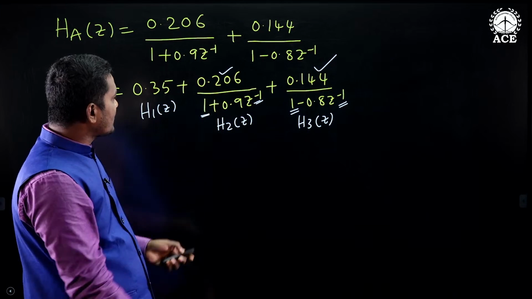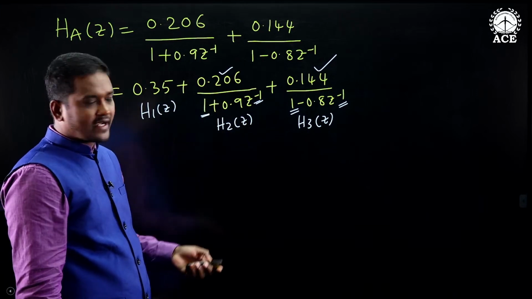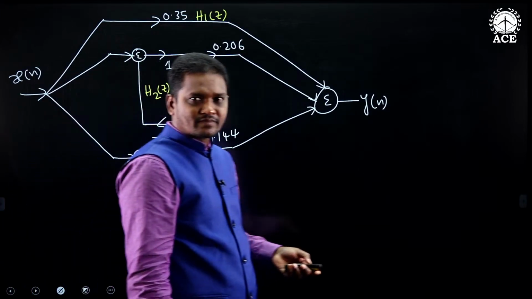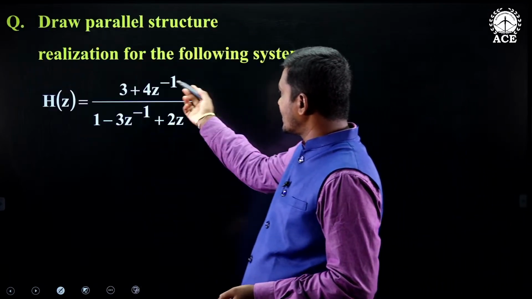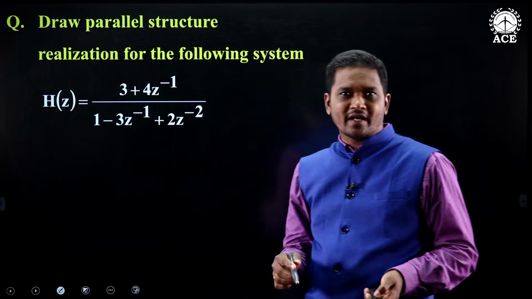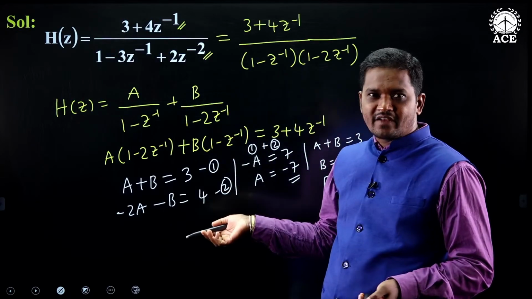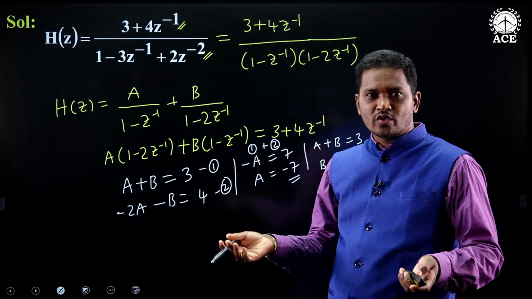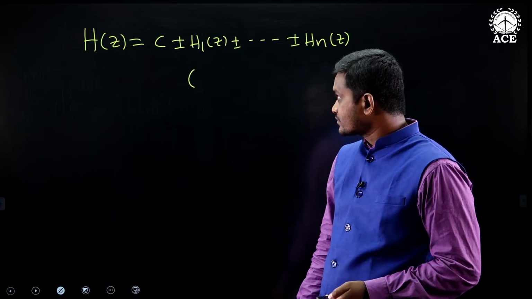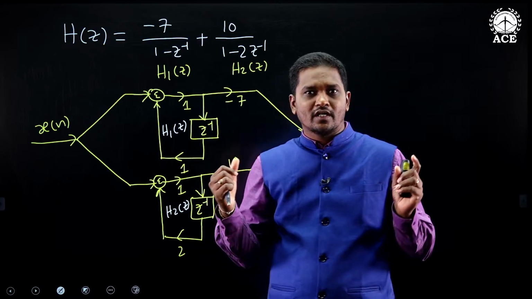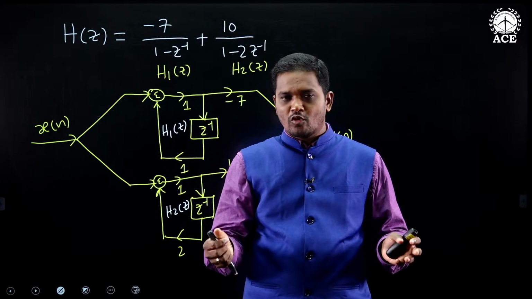After that, substitute A and B. You will get this equation and realize this by using this one. Suppose luckily in the exam you get the numerator order less than the denominator order, directly, no need of any division, only find the roots and follow the procedure, okay? Now, this is about the parallel form overview.